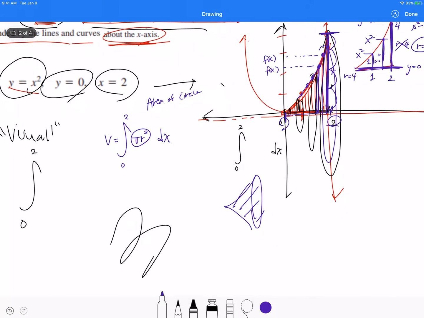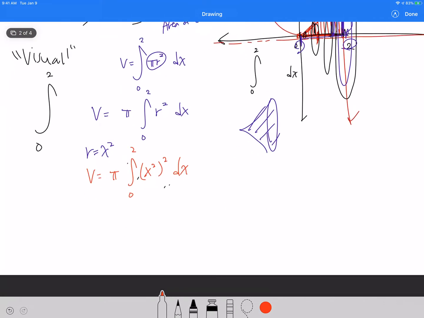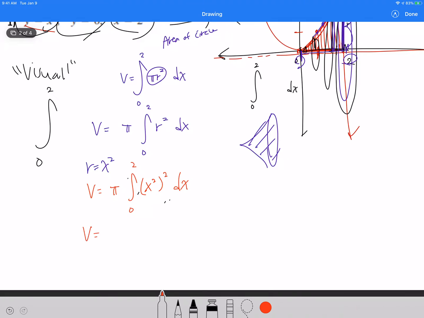When you're given these integrations, you always want to take the pi out. So volume is pi, integral from 0 to 2, of radius squared times dx. But what is the radius again? The radius we established was x squared. So I'm going to use red here. Volume is pi outside, integrating from 0 to 2 of x squared, squared, dx. So this is going to become x to the 4th power. So how do we integrate x to the 4th power?